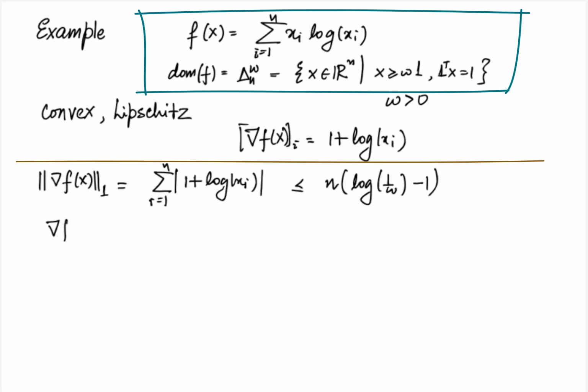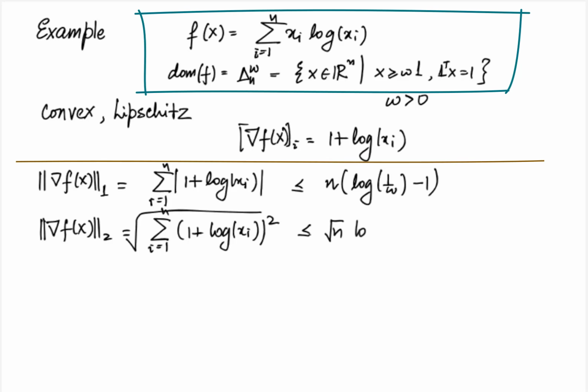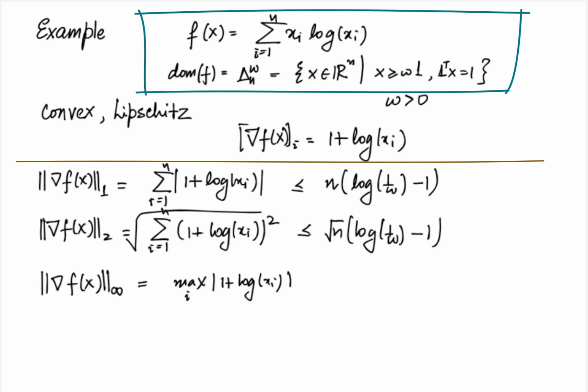Similarly, the L2 norm of the gradient is equal to the square root of the summation over 1 to n of the square of 1 plus log of x_i, which is less than or equal to square root n times log of 1 over omega minus 1. Finally, the infinity norm of the gradient of f of x is the maximum of the absolute value of 1 plus log x_i over all i, which is less than or equal to log of 1 by omega minus 1. So for the L1 norm, the gradient norm is order n, while for the L2 norm, it is order square root n, but only order 1 for the infinity norm, if we are talking about a large n.